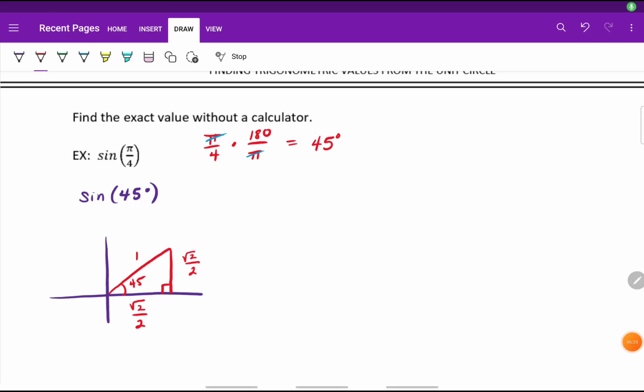We saw in the previous video that on the unit circle, sine is defined to just be the y value. Now, SOHCAHTOA still applies, and we could do opposite over hypotenuse. It's just a little bit more work. So we know that sine is the y value on the unit circle, which is going to be square root of 2 over 2. So sine of pi over 4 is square root of 2 over 2.